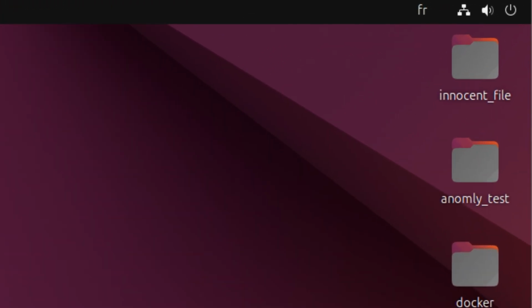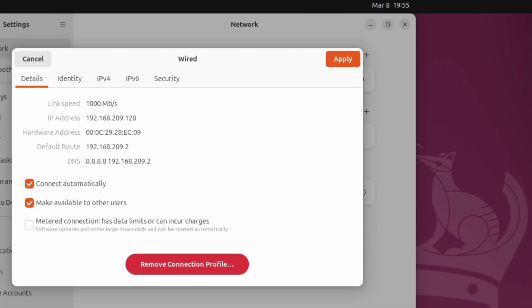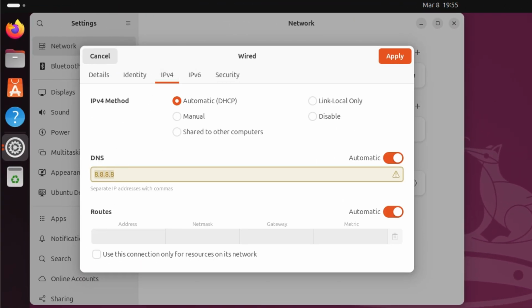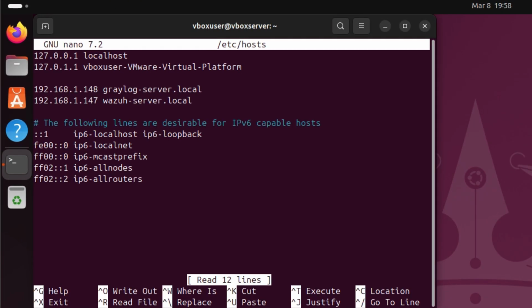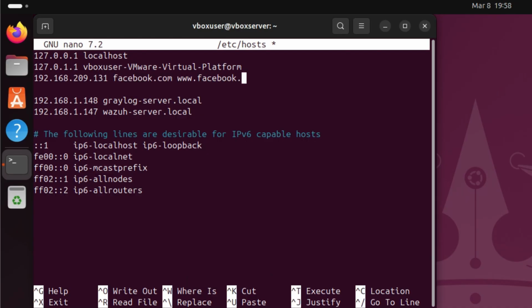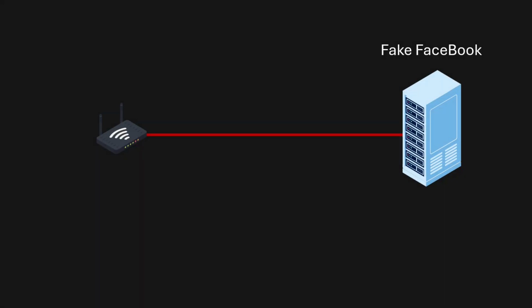For this demonstration, I didn't modify DNS on a router or interfere with the network infrastructure. Instead, I changed the DNS resolution locally on my machine. That means whenever my computer tries to resolve Facebook.com, instead of receiving Facebook's real IP address, it receives the IP address of the server that I control. In other words, my system now believes that Facebook.com is hosted on my own machine. At this point, we have recreated the scenario we described earlier, a domain name pointing to a malicious server.